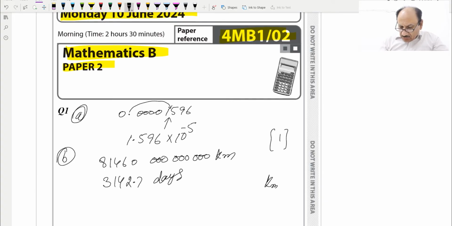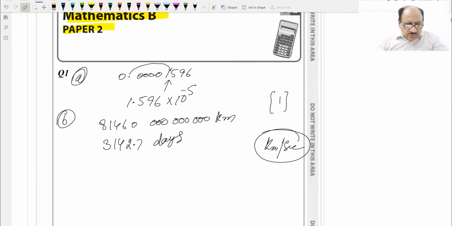So we need kilometer per second, so time we need to change into seconds. Calculate the speed in kilometer per second to one significant figure that light travels from Sirius to Earth. Give your answer in standard form. Show your working as well. So we will be converting days into seconds first.